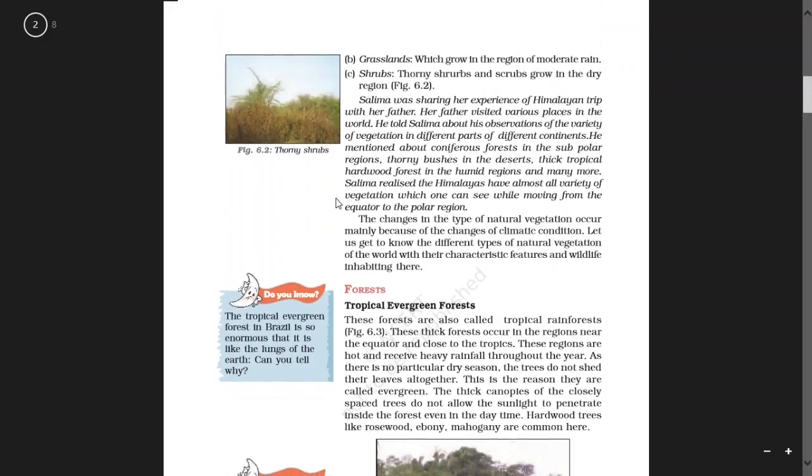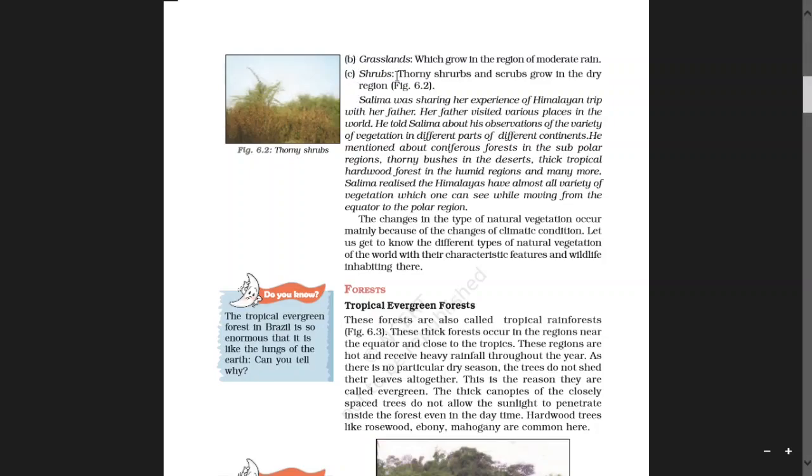The second one is grasslands, which grow in regions of moderate rain. So grasslands grow in areas where there is moderate rainfall.